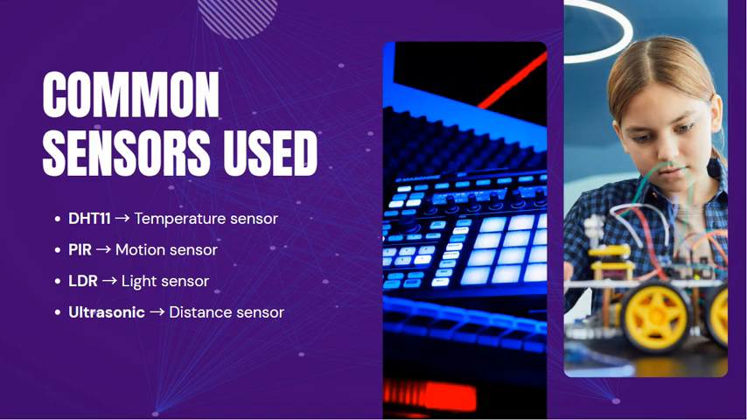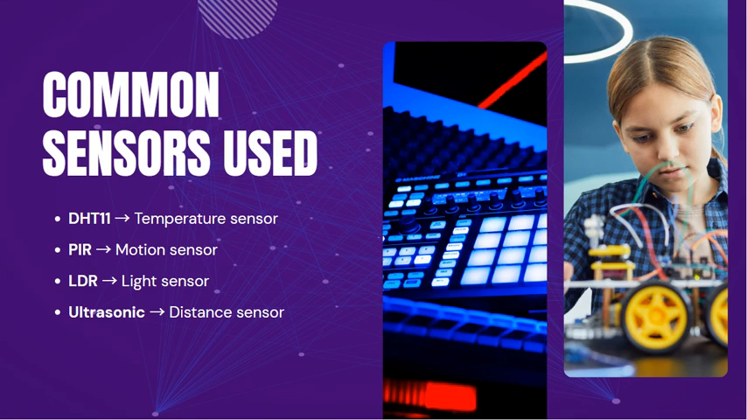So we have here the common sensors used. We have the DHT11. This is used as a temperature sensor. It is a basic temperature and humidity sensor used widely. Then we have the PIR. We use this as a motion sensor. It detects motion and is commonly used in security systems like CCTV.